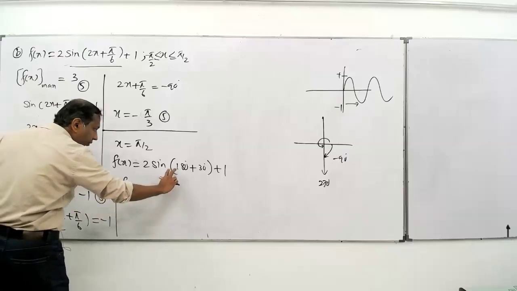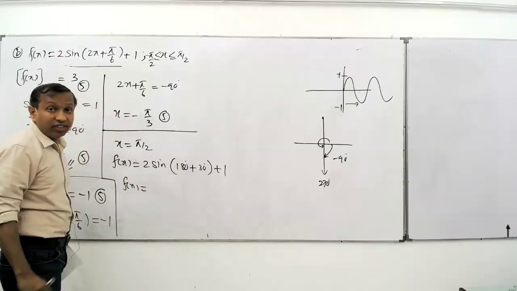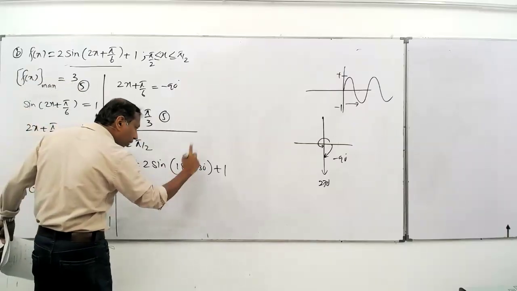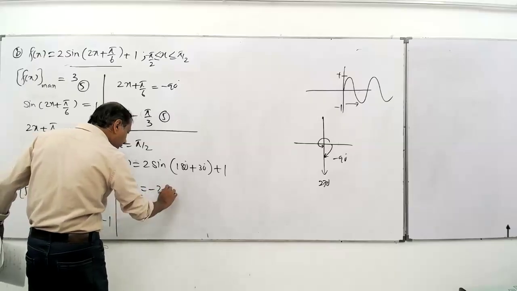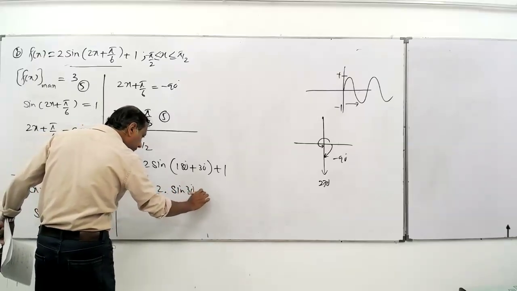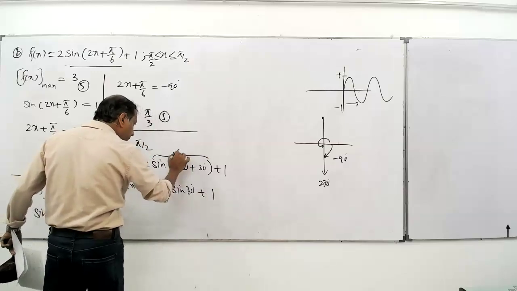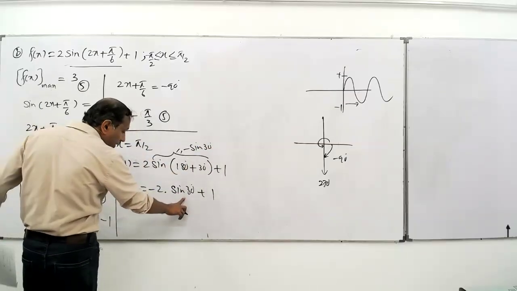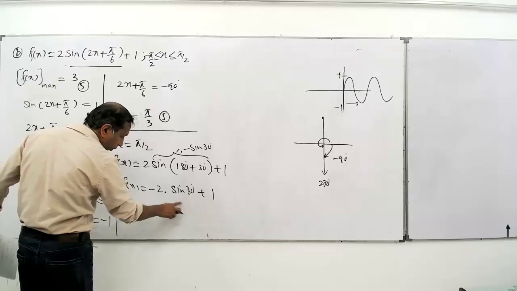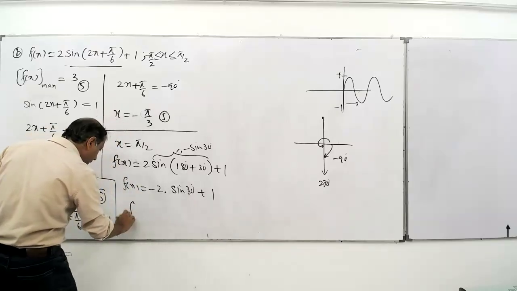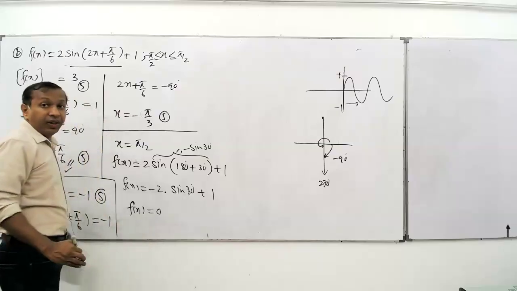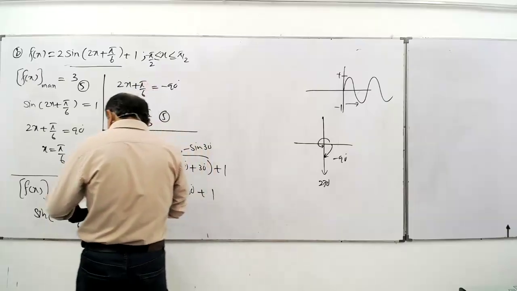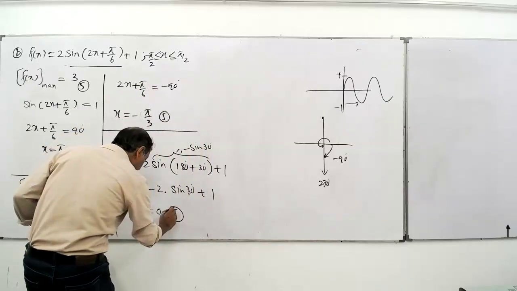f(x) equals 2 sine(180 plus 30) plus 1. Sine 180 plus 30 is in the third quadrant, so it is minus sine 30. We get minus sine 30. Sine 30 is half. That 2 and this 2 cancel. Minus 1 plus 1 is 0. Right. When x equals π/2, y is 0. That's also another point. For this, you get another 5 marks.